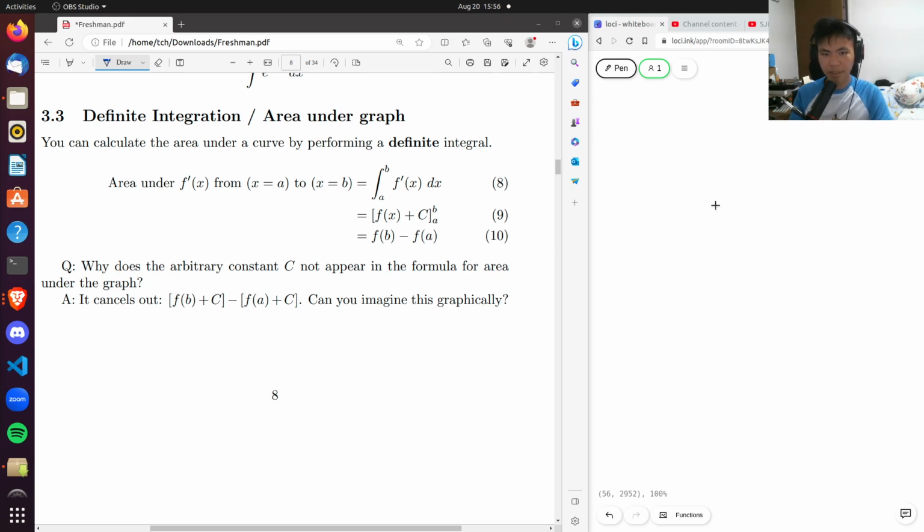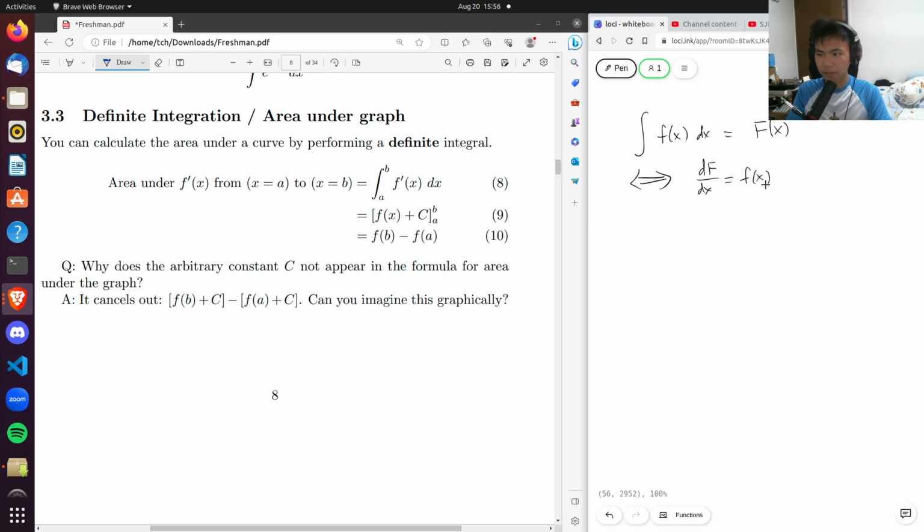Okay, so in the previous video, we talked about how to perform indefinite integrals, right? Where basically we're trying to find the antiderivative of a function. So to recap, if we take the integral of f of x dx, we're finding a function, capital F of x, such that dF over dx is f of x.